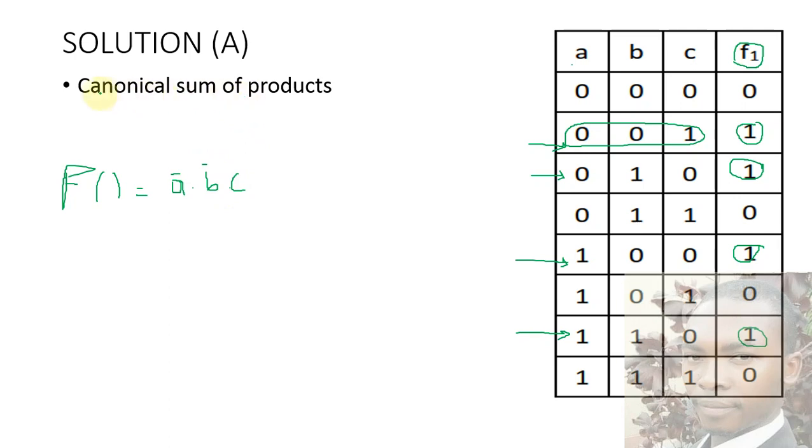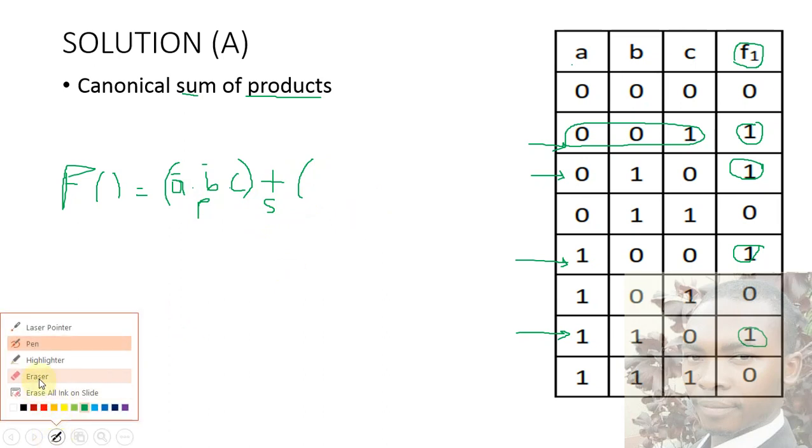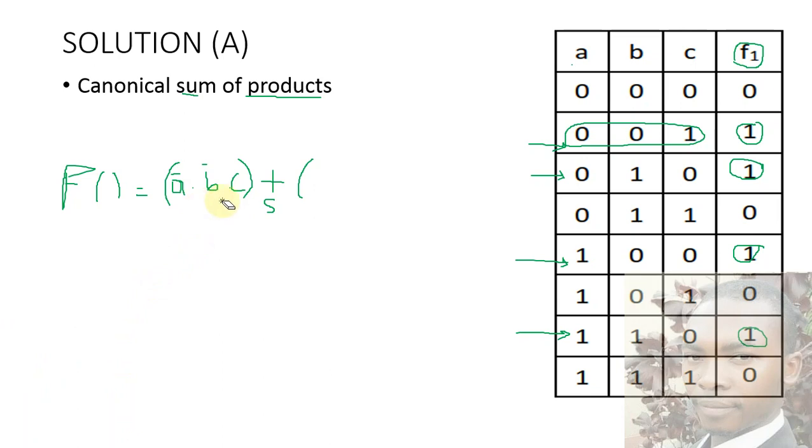But remember that canonical sum of products means that you add the products. So I'm going to put a bracket here, and then I put an addition here to add another product. This is a product, and then this is their sum. All right, so when I add here, I remove this and then remove that, such that we continue very well. All right, so we add another one here.